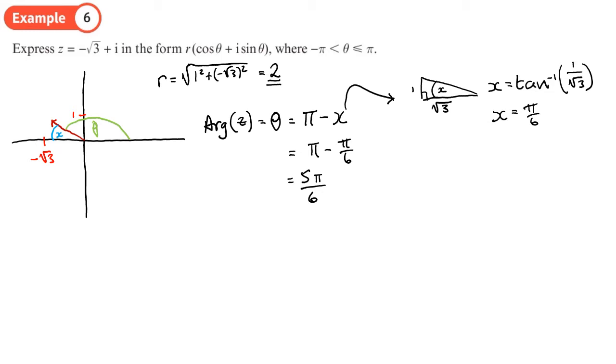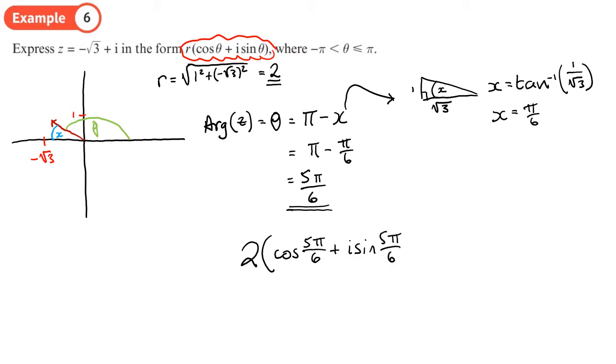So all we do now is substitute our argument and our modulus into our modulus argument form. We just substitute into that now, easy. So it's just 2 cos 5 pi over 6 plus i sine 5 pi over 6. That's it, done. That's all we need to do, modulus and argument.